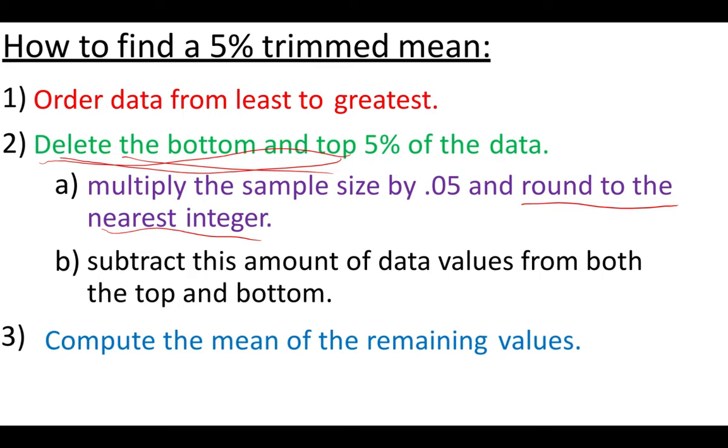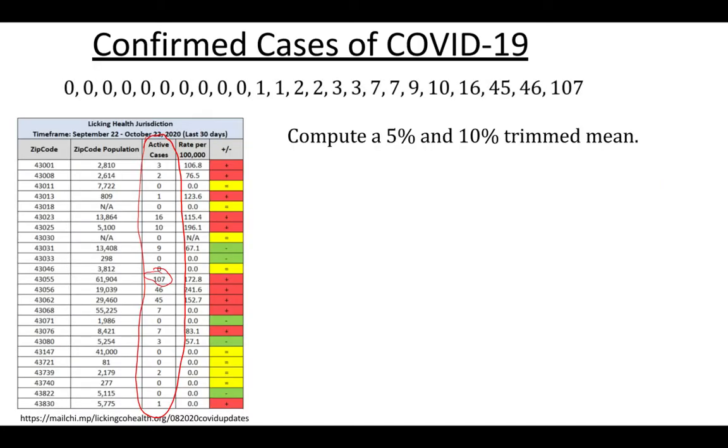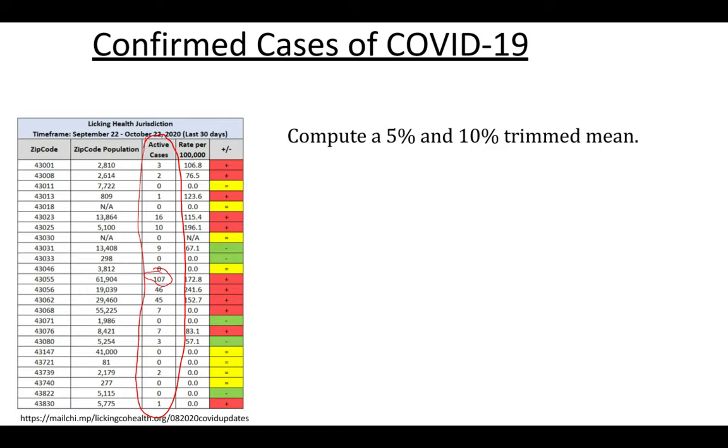All right, let's go ahead and do this. There's a lot of words there, but the actual process isn't too bad. So let's go ahead and take a look at a couple examples. We're going to use 2 of the same examples that we used the other day. First of all, the confirmed cases of COVID-19 for Lincoln County, and this was from September 22nd through October 22nd. And we're going to look at those active cases.